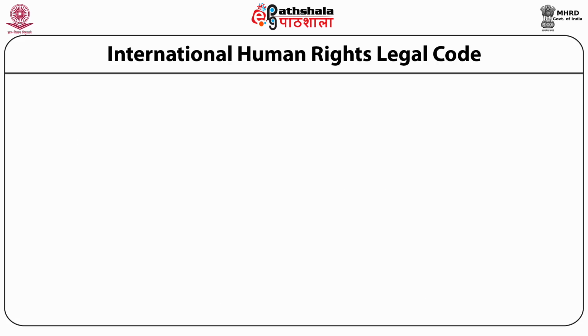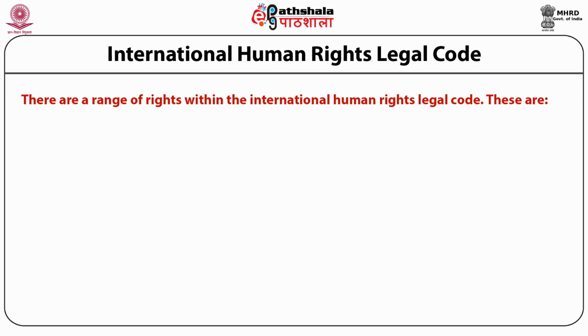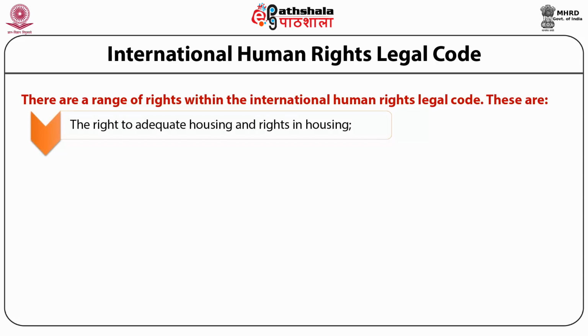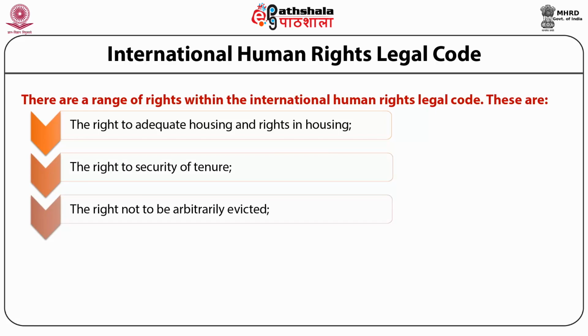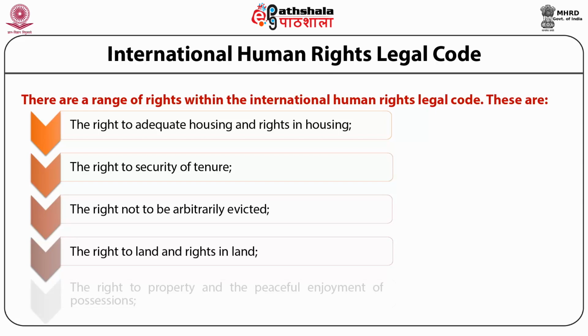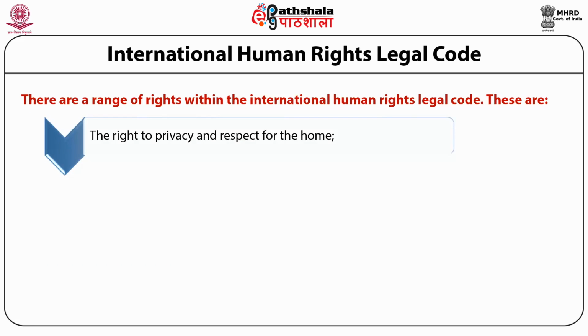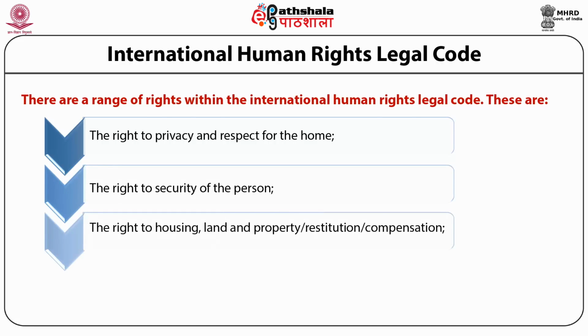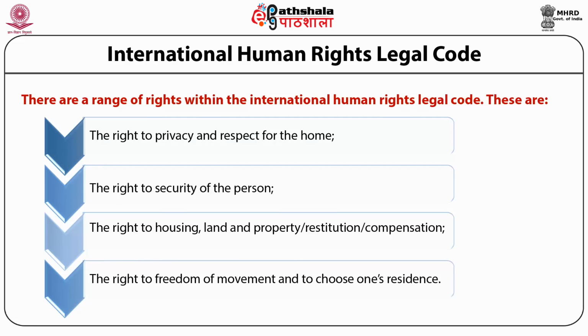If the focus is exclusively on the displacement dimensions of climate change, there are a range of rights within the International Human Rights Legal Code. These are particularly relevant to the discussion of climate change-induced displacement and are far more extensive than is usually assumed. These include the right to adequate housing and rights in housing, the right to security of tenure, the right not to be arbitrarily evicted, the right to land and rights in land, the right to property and peaceful enjoyment of possessions, the right to privacy and respect for home, the right to security of person, the right to housing, land and property, that is HLP, restitution, compensation following forced displacement, and the right to freedom of movement and to choose one's residence.